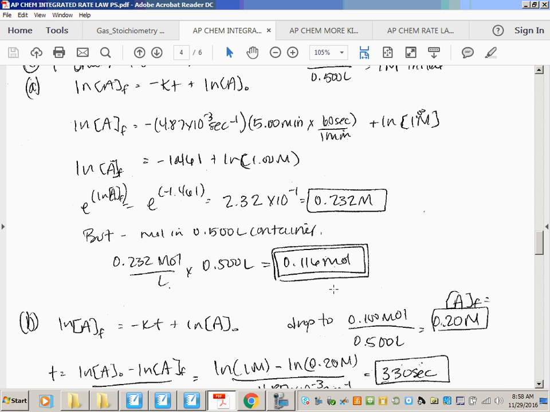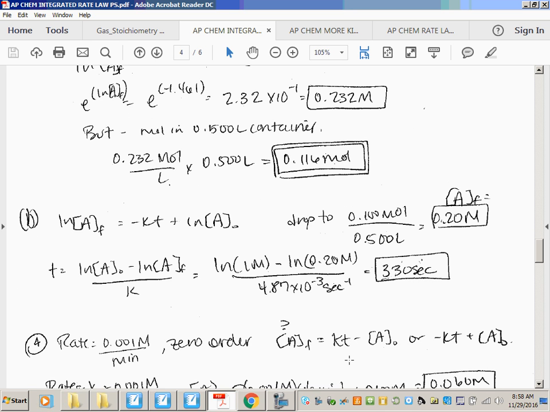Don't neglect the math. All right, so part B, how long will it take for the quantity to drop to 0.1 molar? So it's asking for time, right? So once you solve for time, you'll have your answer. So I went ahead and rearranged my integrated rate law for first order to solve for time here.